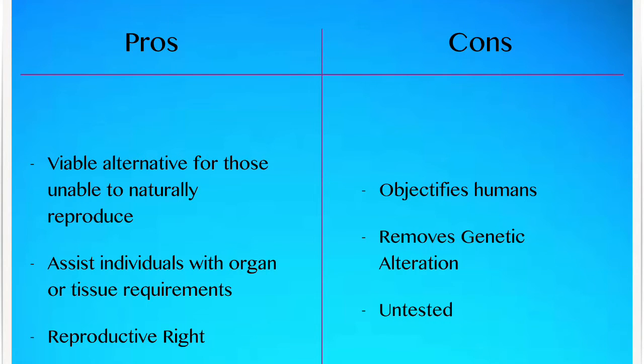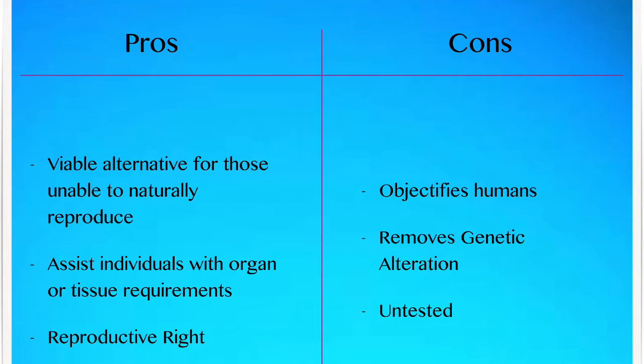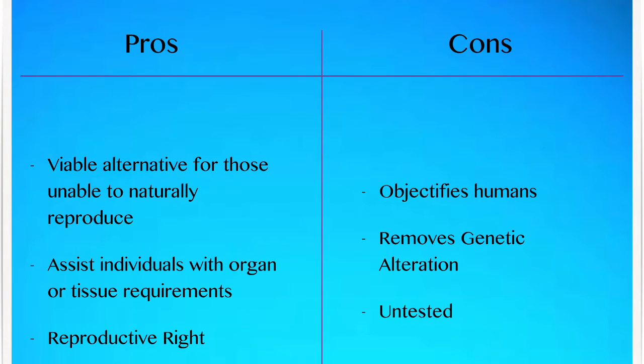However, there are a large number of people who strongly disagree with human cloning, and say it wipes all individuality away from our race. They say that cloning objectifies humans, and classifies the clone as the possession or belonging of another.